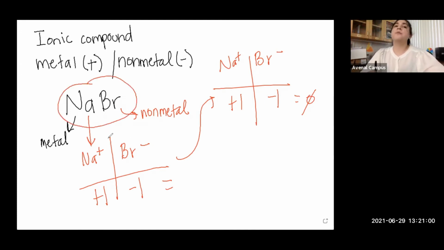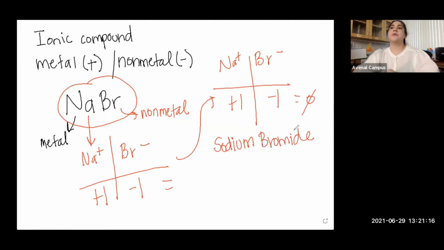NaBr. What would be the name? Let's say you're given the chemical formula on the test. How would you name this? Sodium bromide. How come it doesn't have a Roman numeral? Right, it's not a transition metal. Transition metals are the only ones that have Roman numerals. And what does the Roman numeral usually tell you? Right, it tells you the charge of that particular transition metal, right?